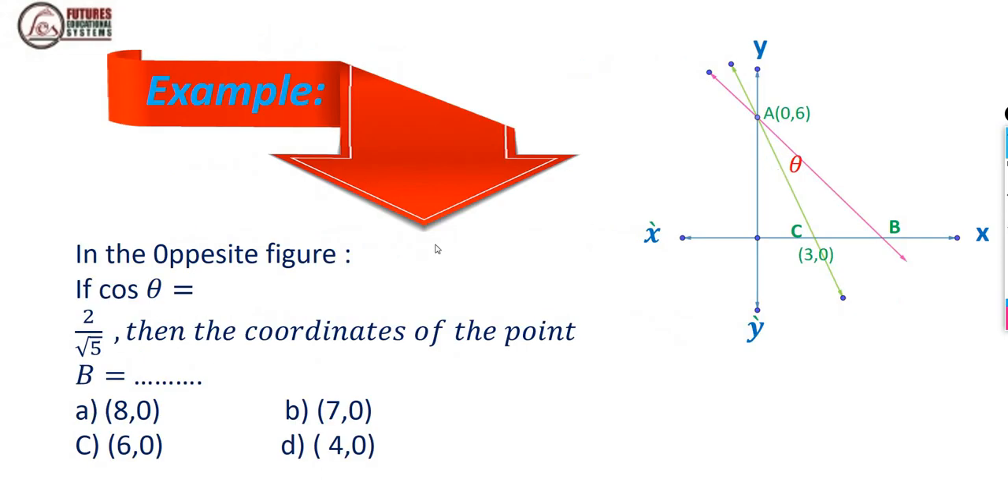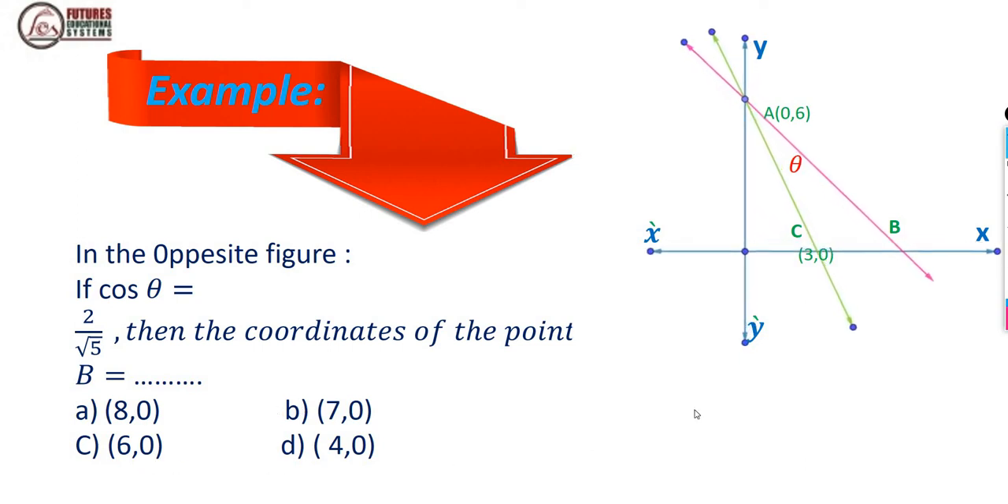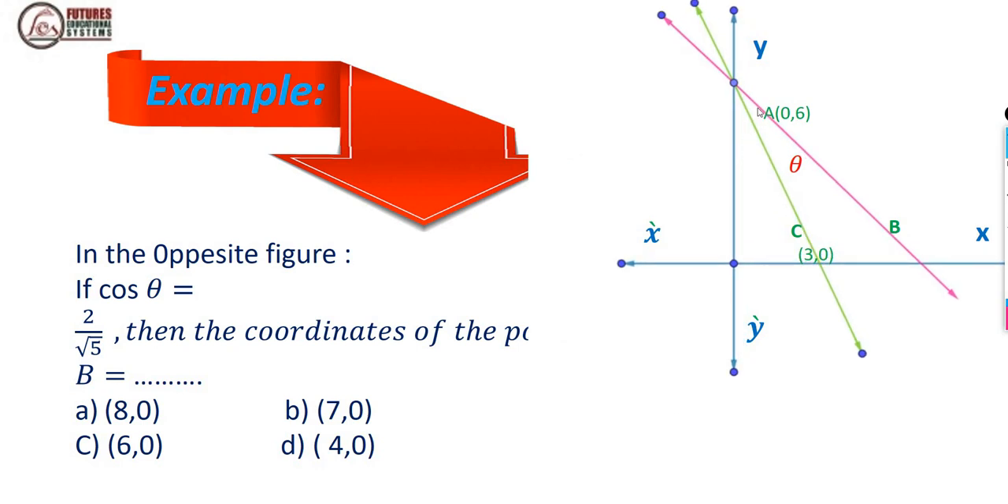Let's go to this example. In the opposite figure, if cosine theta equals 2 over root 5, then the coordinates of the point B equal: A, B, C or D. The point A has coordinates (0, 6), C is (3, 0) and B is (x, 0). How do we find x? Cosine theta equals 2 over root 5.